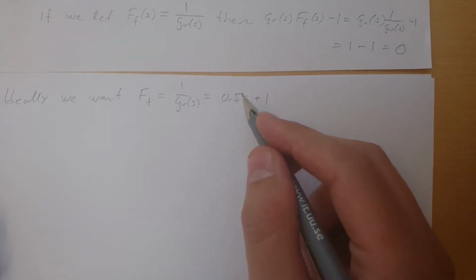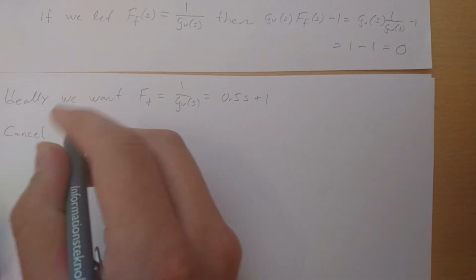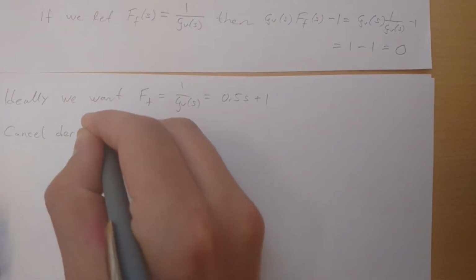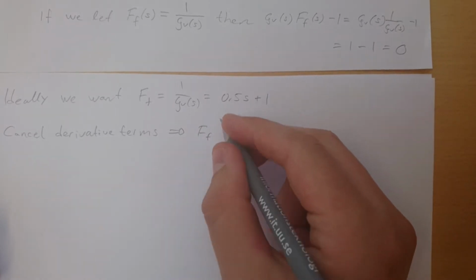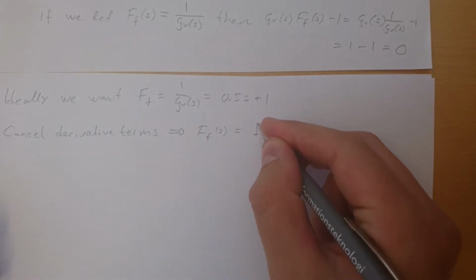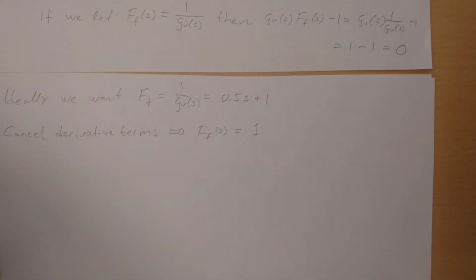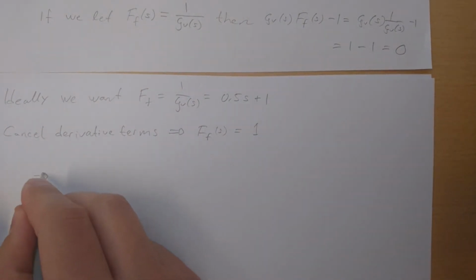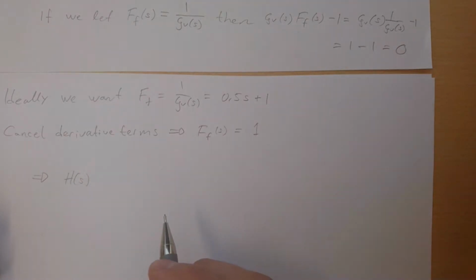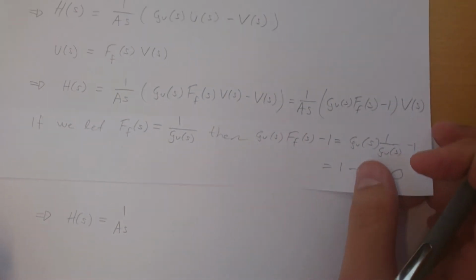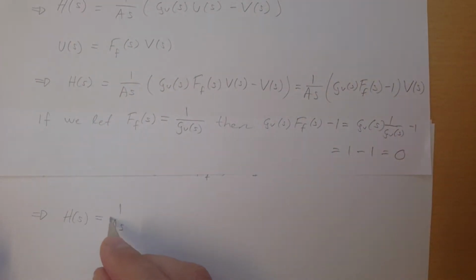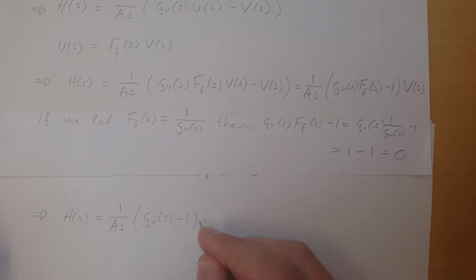So we should cancel this term. So I can write this: cancel derivative terms. Then we get that F_FF(s) will be equal to just 1. So it's a constant compensator. So the expression we get for H(s) with this choice is 1 on A times s. If you compare with the expression we had there, 1 on A times s times (G_V(s) times 1 minus 1) times V(s).